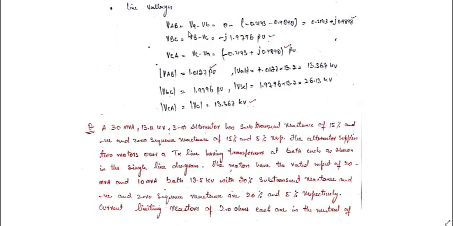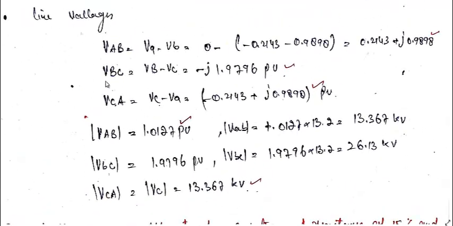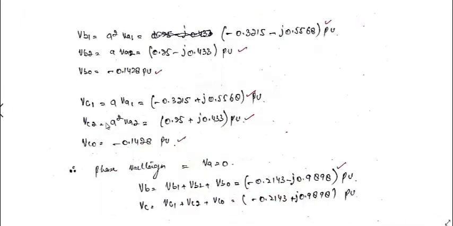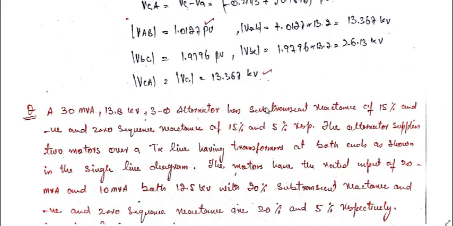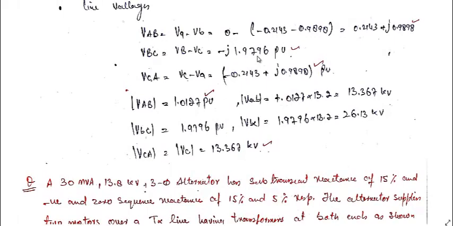Now VAB will be equal to VA minus VB. Since VA is 0, it will be simply minus VB. So it will become minus 0.2143. VBC is equal to VB minus VC. You can see it from here. These two values are the same, so this and this will cancel out. This one will be added. Minus this, it will be minus 1.9796 per unit.